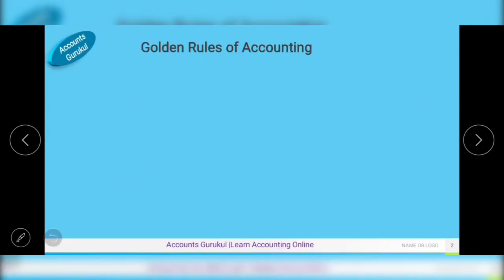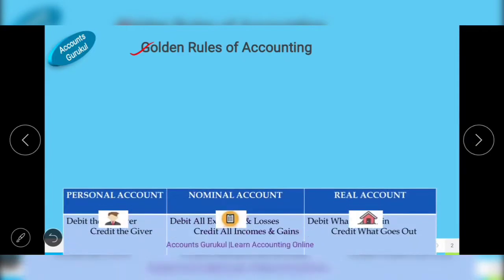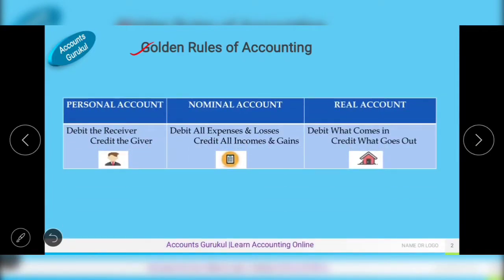So here we are. Before understanding how the journal entries are made, we first need to get an idea about the golden rules of accounting. For every transaction and every entry there is a golden rule in accounting, and based on that we do the accounting entry. We have three golden rules in accounting: personal account, nominal account and real account. These are the three types of accounts, and the rule for personal account says debit the receiver and credit the giver.